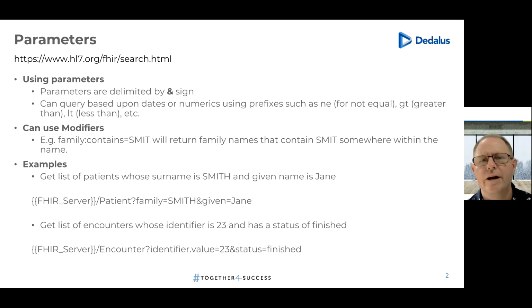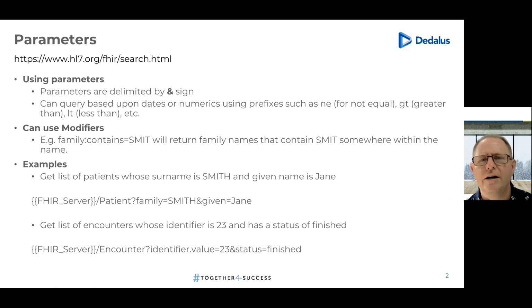When we're using parameters to query our FHIR server, they are delimited by ampersand signs, so we can string them together to form the query that we want to execute against the FHIR server. We can do some things around greater than and less than, greater than or equal, or not equal kind of operations against each of the individual parameters, and that works really well when we're looking at things like dates and numerics or ranges. We can implement those kinds of queries.